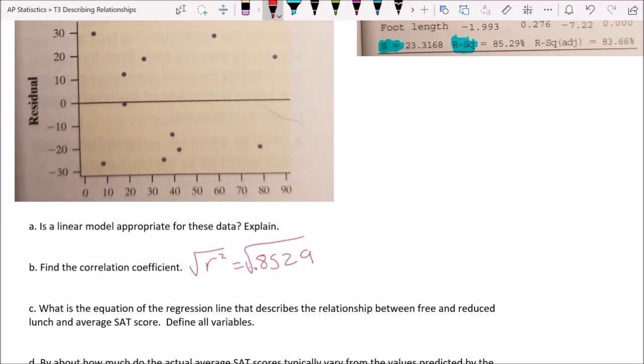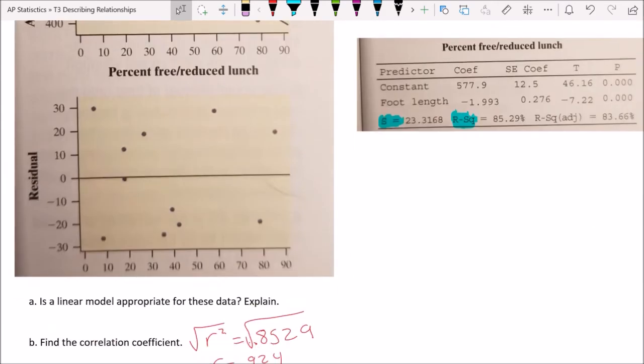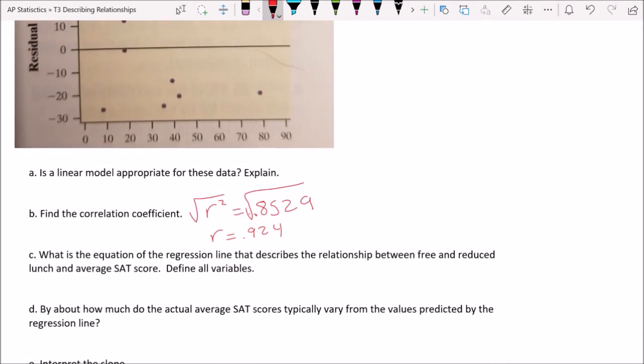Don't forget the decimal point. It looks like I wrote over the top of it. So square root of 0.8529, and I got 0.924 when I did that. But wait, is it positive or negative? There's two ways to know. The easiest one is if you have a graph, you go look at it and you say, is the slope positive or negative? Let's go look. Ooh, it's negative. So that means my correlation coefficient is negative.